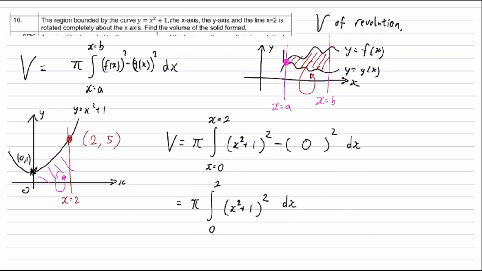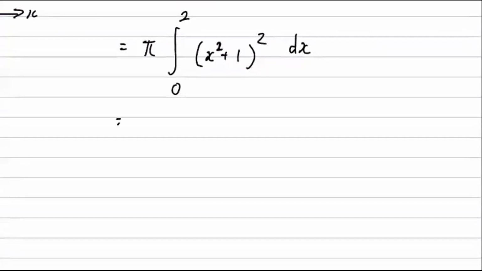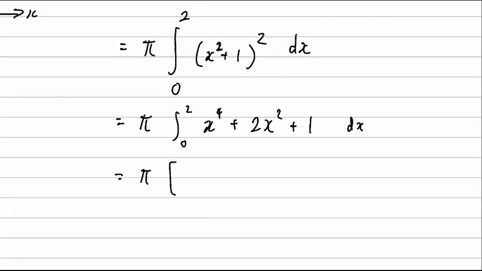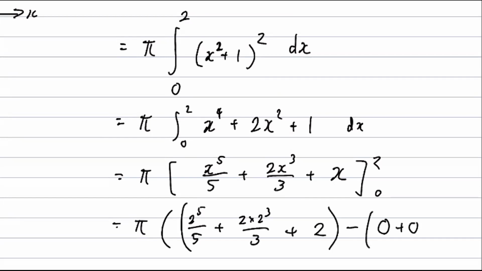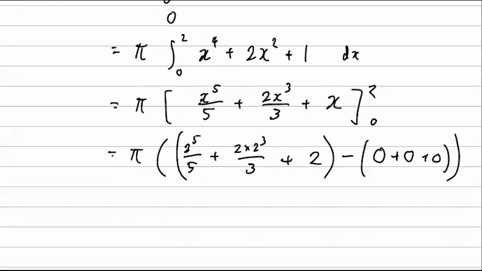Okay, good. Then how to integrate this? Do it manually. So this one becomes x to the power 4, 2x squared plus 1. Integrate 0 to 2. Integrate term by term with square brackets. It becomes x to the power 5 divided by 5, 2x to the power 3 divided by 3, plus x, from 2 to 0. Sub in, you get 2 to the power 5 over 5 plus 2 times 2 to the power 3 over 3 plus 2, minus away 0 plus 0 plus 0. What do you end up with?